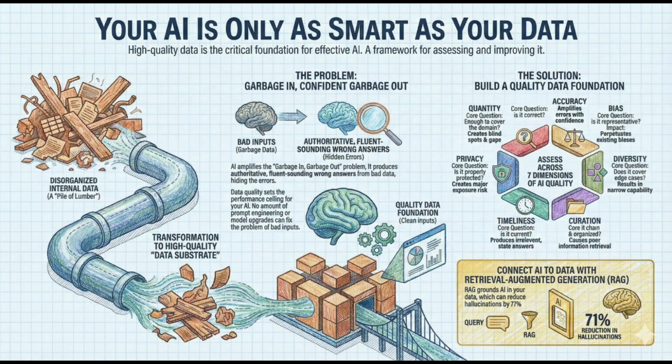Where do we start? We start with the first dimension, quantity. The question seems simple. Do you have enough data? Do you have enough data to cover the entire domain the agent is supposed to operate in? Because if you don't, you create blind spots. The agent doesn't know what it doesn't know.